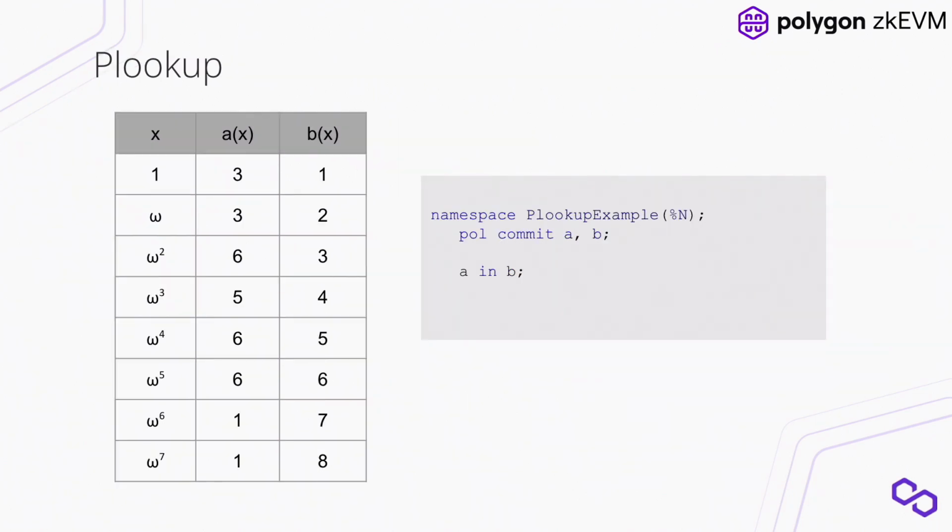We can also do PIL lookups. In this case, this is not a permutation. We want to check that this set of values is included in this other set. How would we do that in PIL? Well, we have A in B. It's as simple as that. With this single condition, we will generate all the PIL lookups and the proof. We don't have to worry. If you want to do a range check, for example, we just create a constant polynomial with all the numbers of the range, and then we just check that these values are included in this range.